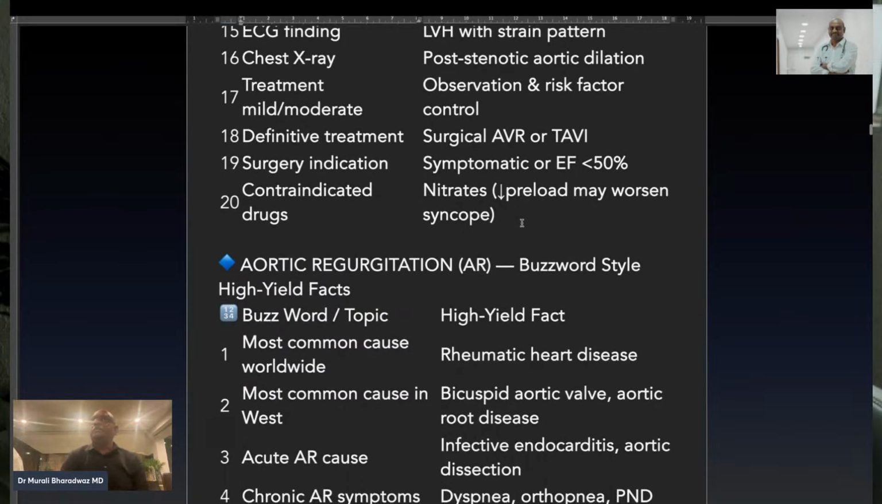So what is the definitive treatment? You have to do surgical aortic valve replacement or TAVR, transcatheter aortic valve replacement. TAVR, very popular. Left and right we do TAVRs in the hospital. Now, what is the indication for surgery? The moment the EF goes less than 50%, or if the patient of aortic stenosis became symptomatic, that is an indication to replace the aortic valve.